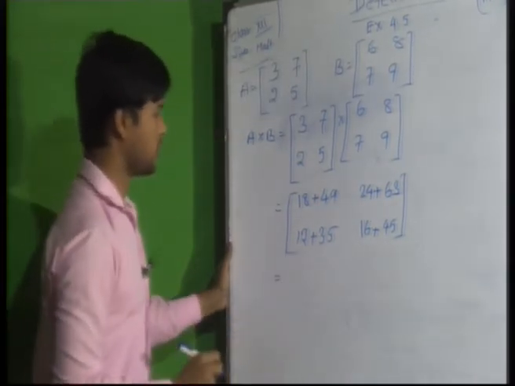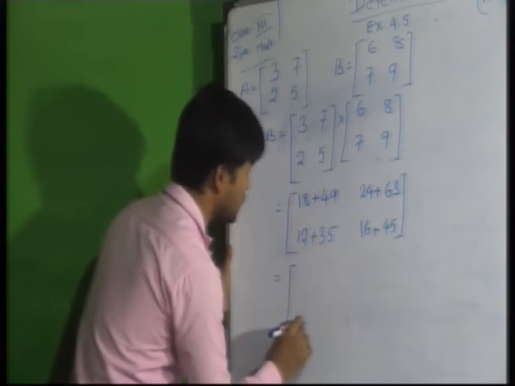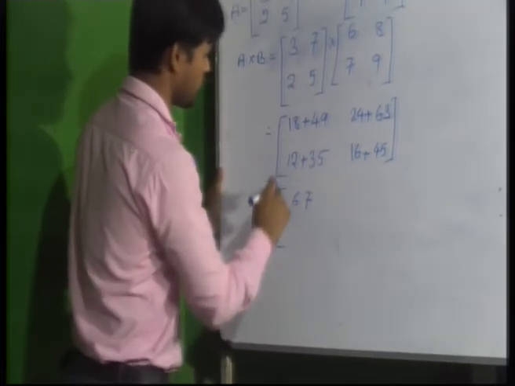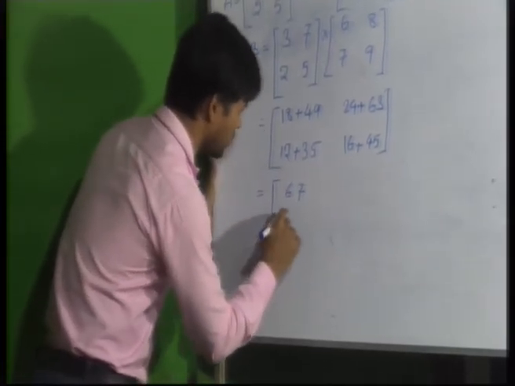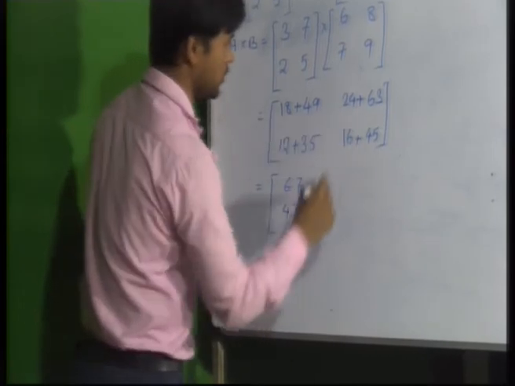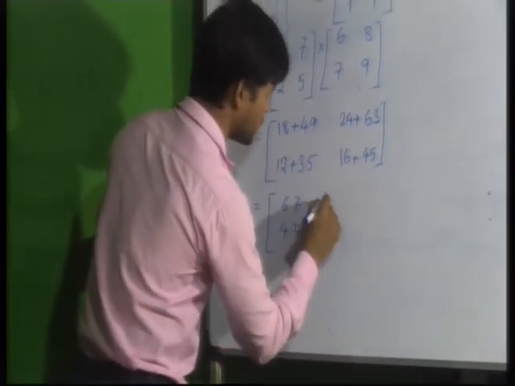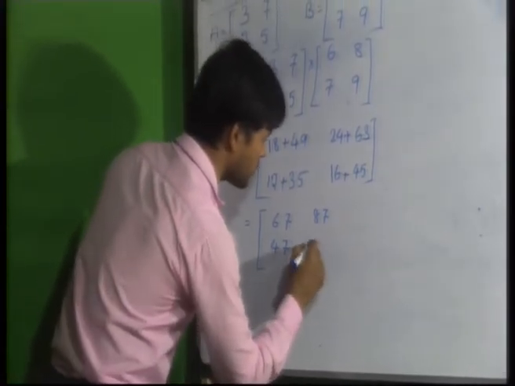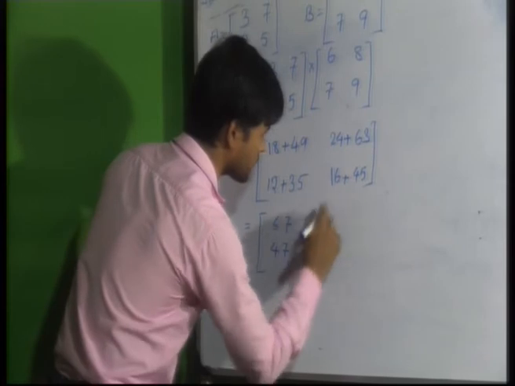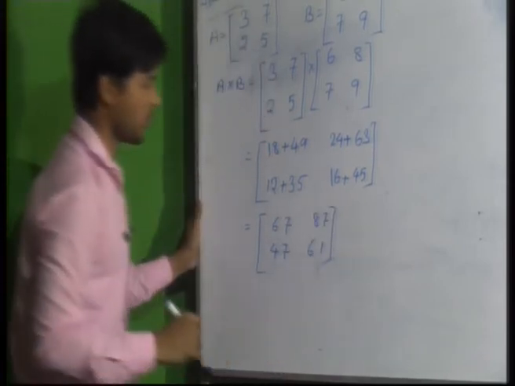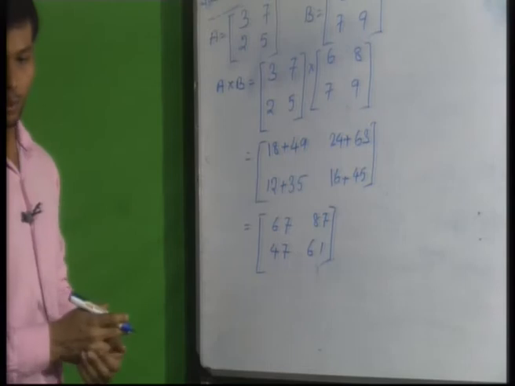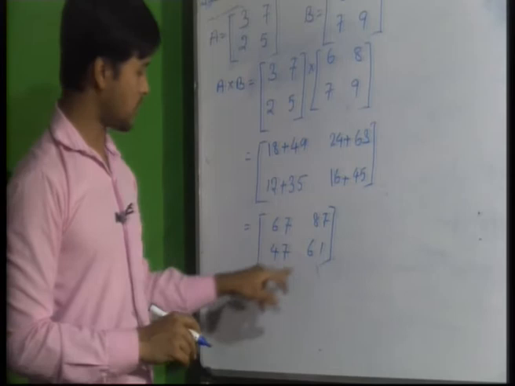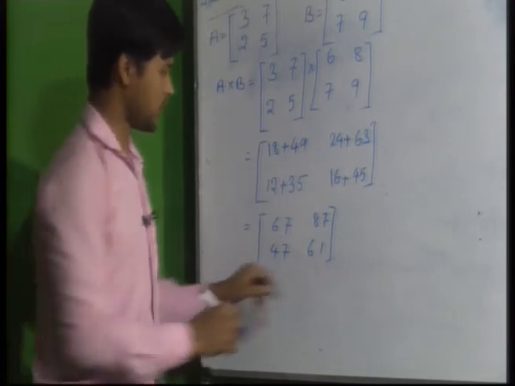So 18 plus 49 is equal to 67. This element is equal to 47. This value is equal to 87, and this value is equal to 61. So the product of A into B is equal to 67 87 47 and 61.